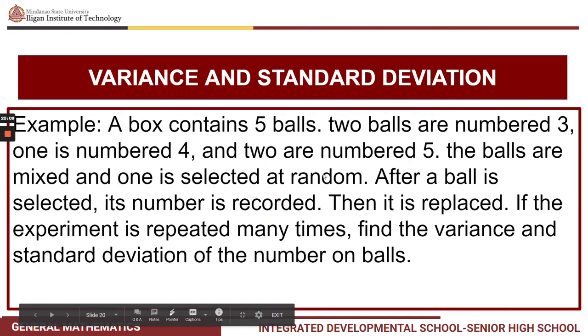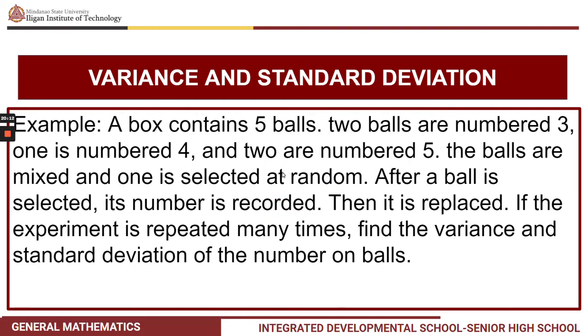A box contains 5 balls. 2 balls are numbered 3, 1 ball is numbered 4, and 2 are numbered 5. The balls are mixed and one is selected at random. After a ball is selected, its number is recorded. Then, it is replaced. If the experiment is repeated many times, find the variance and standard deviation of the number on balls. Okay.